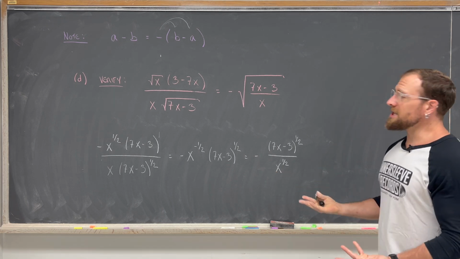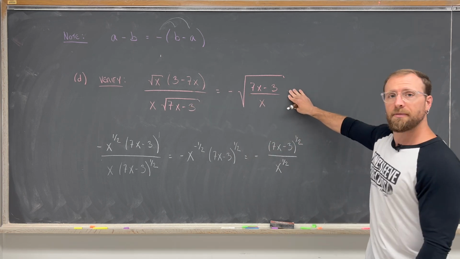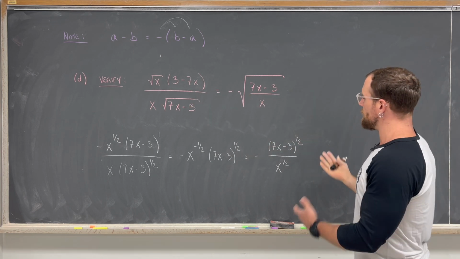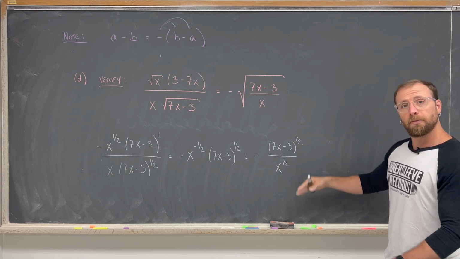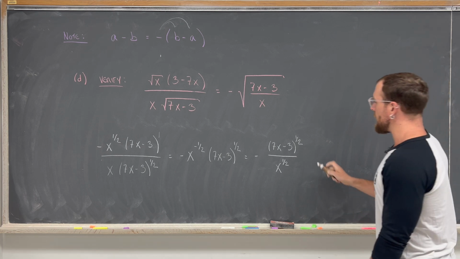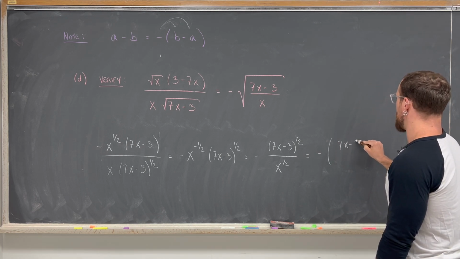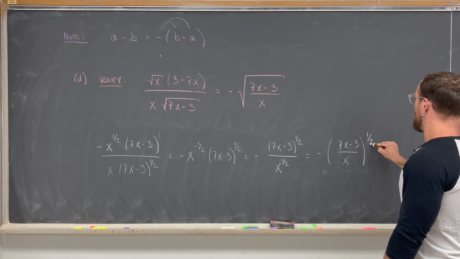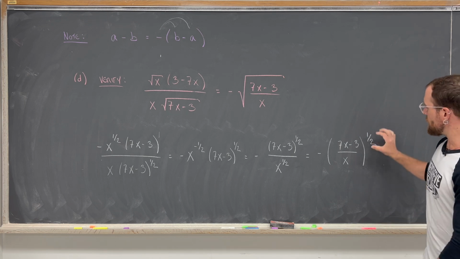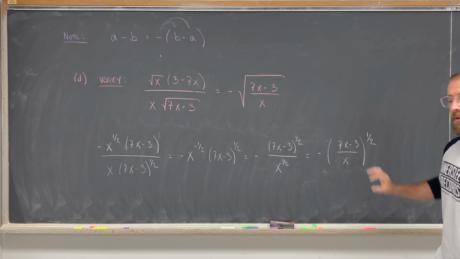Okay? Now I could just stop here, but I'm trying to verify that what I started with is equal to this, and I haven't yet arrived at this. So what is left to do? Well, perhaps you want to realize that both the top and the bottom are being raised to the same exponent, 1/2. So this could be written as 7x minus 3 over x to the 1/2 power. More efficient this way. Just write 1/2 power once, and it applies to both the top and the bottom of the fraction.